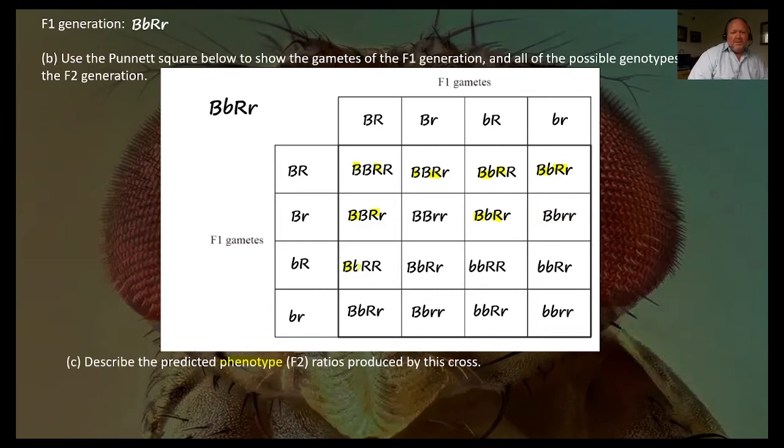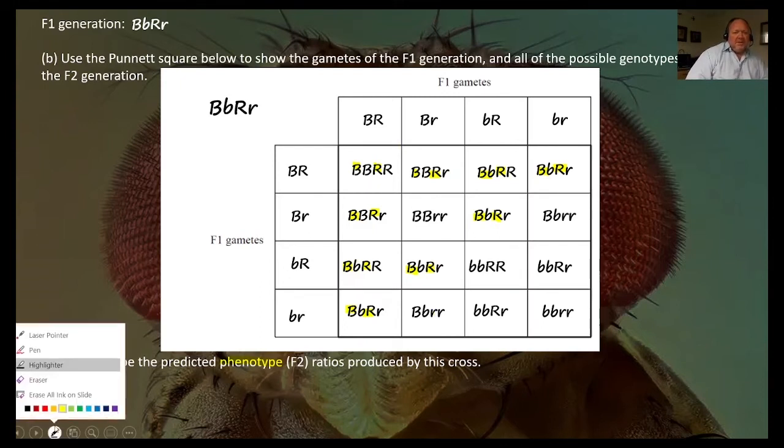Okay, here we have a capital B, capital R, capital B, capital R. No, no, no, no, no, and yes. So let's count all the yellows. 1, 2, 3, 4, 5, 6, 7, 8, 9. Okay, let's count the next one.